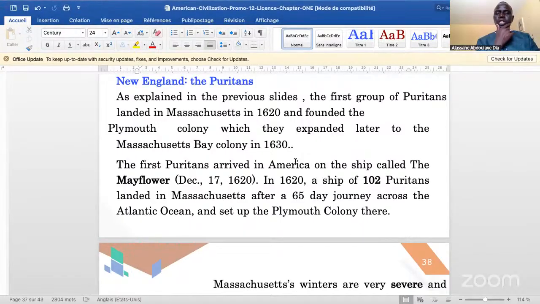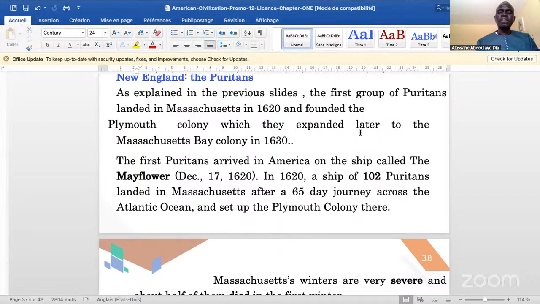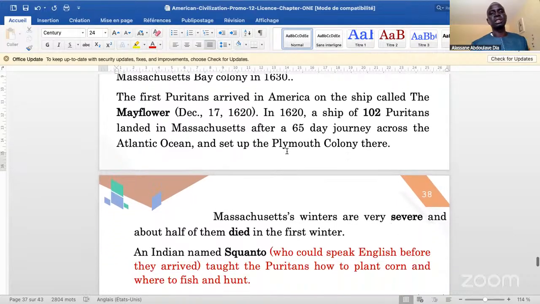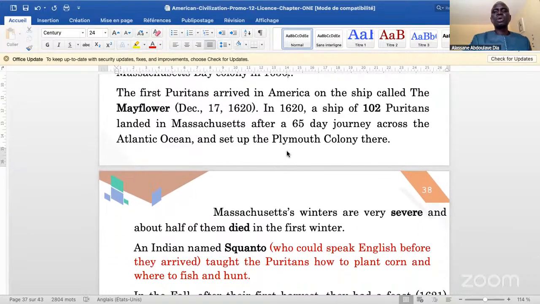The first group of Puritans landed in Massachusetts in 1620, and they founded the Plymouth colony. And the Plymouth colony, which they expanded later on to become the Massachusetts Bay Colony. They settled the Plymouth, and the Plymouth was bigger to become the Massachusetts Bay Colony in 1630. So the first Puritans arrived in America in a ship called the Mayflower.